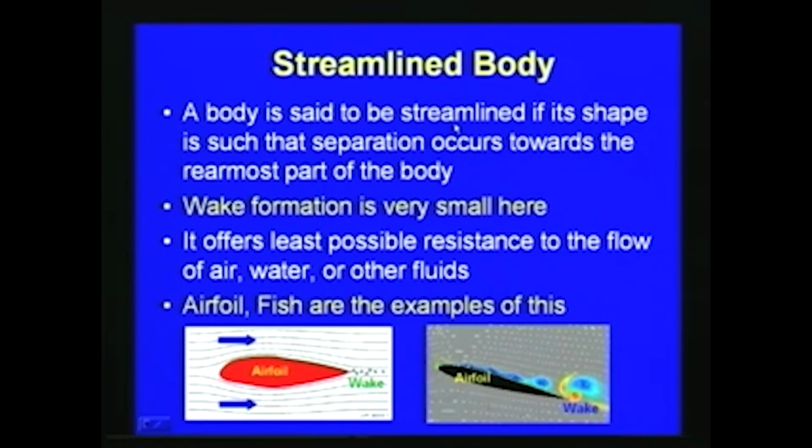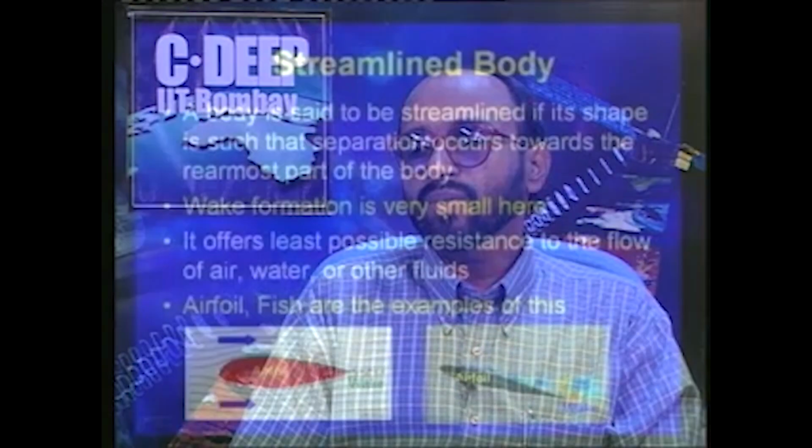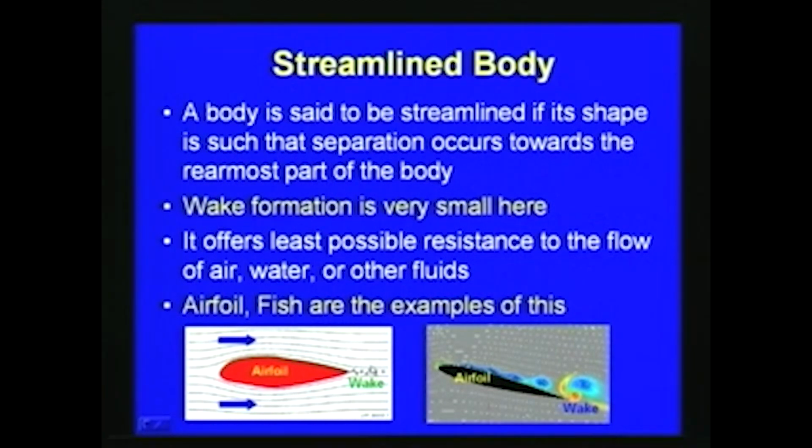A body is said to be streamlined if its shape is such that the separation occurs towards the rearmost part of the body. We call a body streamlined if the shape of the body is such that the boundary layer separation occurs towards the rearmost part of the body. In that case, the wake formation is very small, and it offers the least possible resistance to the flow of air, water or other fluids in which the body is immersed.